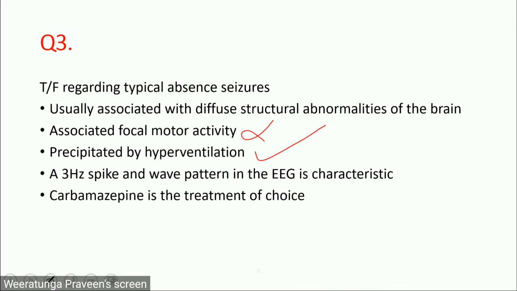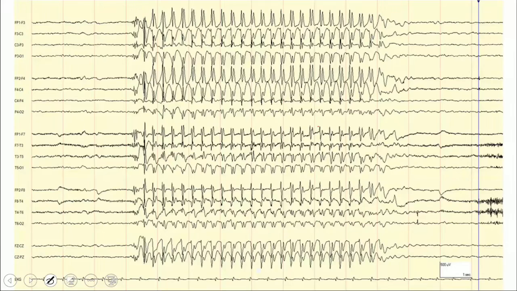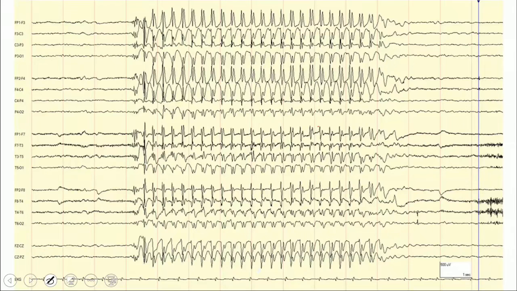Now, in typical absence seizures, there are no structural brain abnormalities. Absolutely no structural brain abnormalities. So the brain is normal. If you do an MRI of the brain, that is normal. But you might be able to see a very specific EEG pattern, which is called the 3 Hz spike and wave pattern. Again, it is not very important to know what it looks like, but you have to know that this EEG pattern is associated with this particular disorder.